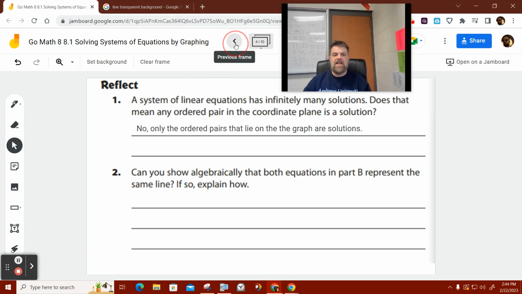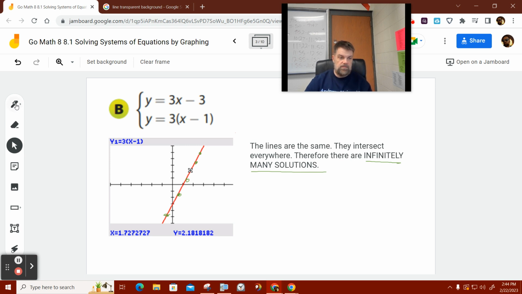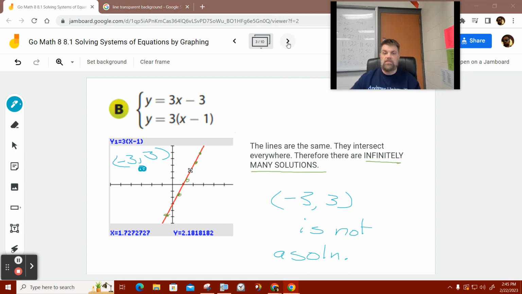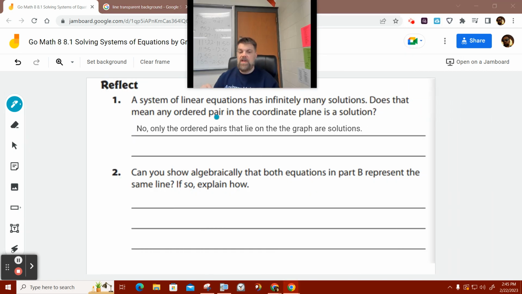Let me show you what that means. If I go back to this, if I look at this and I say negative 3, comma 3, negative 3, comma 3 is not a solution, right? Because it's only a solution where it intersects. So when we say infinitely many solutions, that doesn't mean that everything is a solution. It just means there are so many solutions that we could choose from. There are infinitely many, but they have to be on the line. The two lines have to intersect. So negative 3, comma 3 is not a solution because it's not on the line. Does that make sense to you guys? Okay, good. So no, only the ordered pairs that lie on the graph are solutions.